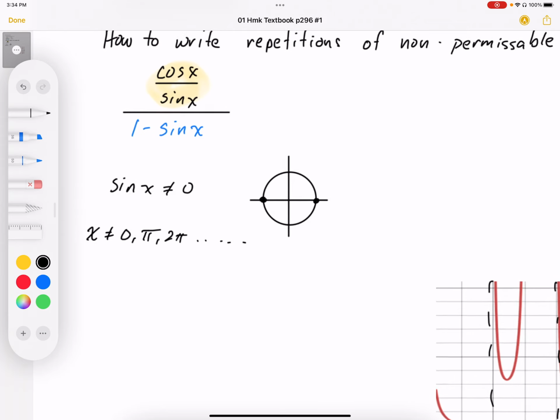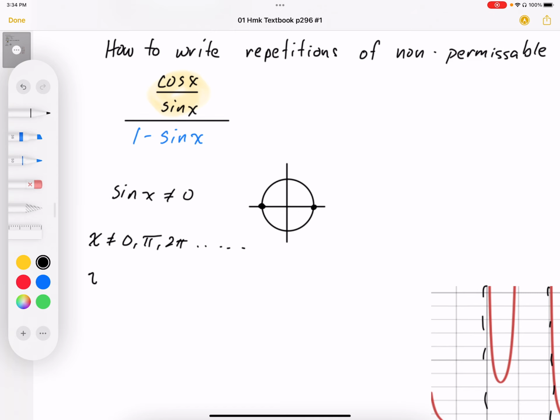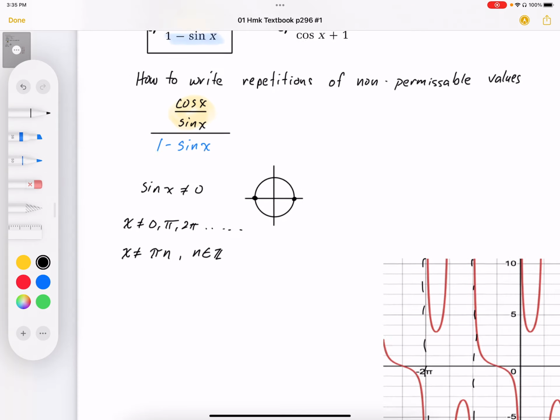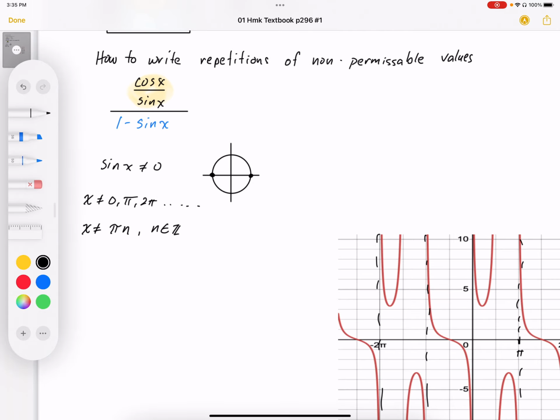And to show the repetitions, rewrite it in this way. So x is not equal to, we're just going to have repetitions of pi. So I write it like this, pi times n, or n pi, and then n is an integer. That symbol represents integers. You can use I if you like, but that means that n can be negative 2, which means I have negative 2 pi. It could be negative 1, which is negative pi, could be 0, 1, 2, 3. And then this n represents how we can express the infinite repetitions of this solution.